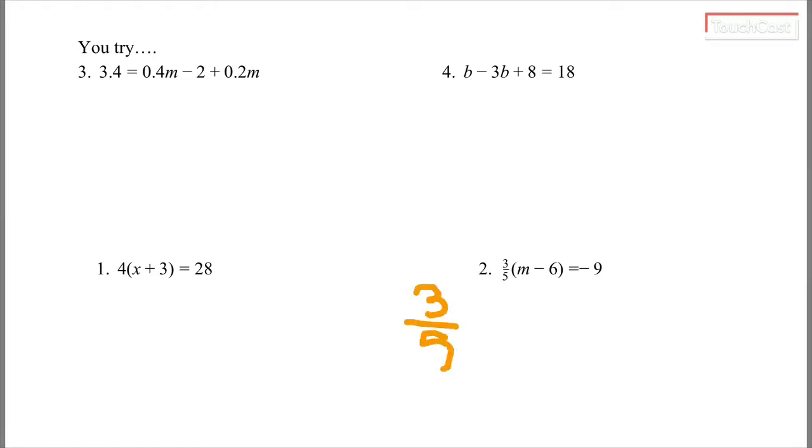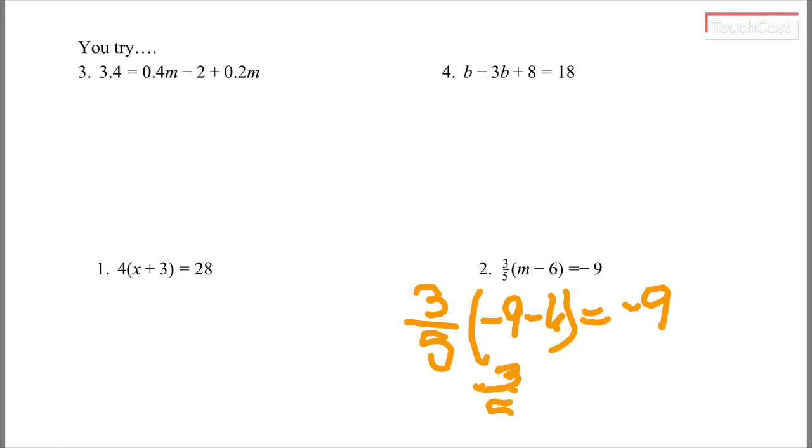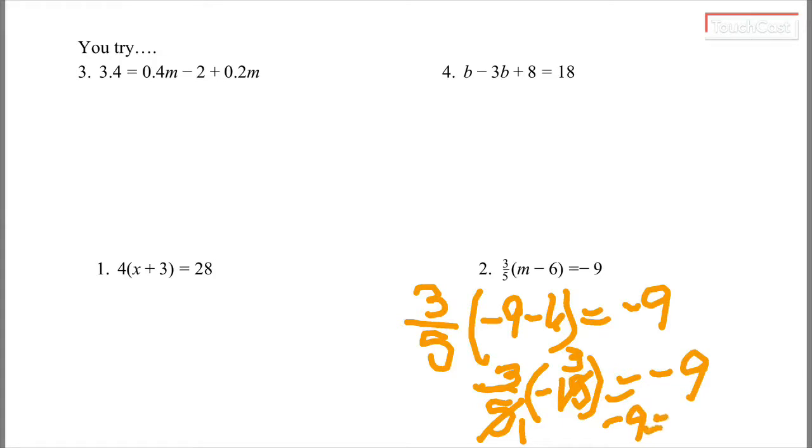3/5. I'm doing the check stuff now. It was negative 9 minus 6 equals negative 9. Okay, so 3/5 times negative 15, if we do our KFC, equals negative 9. 5 goes into 15 3 times. That's a negative 9, which equals negative 9. We did it. Good job.